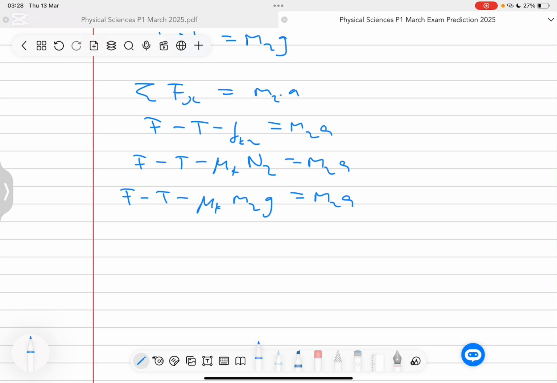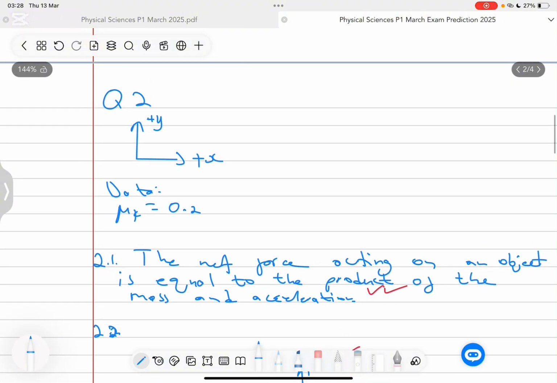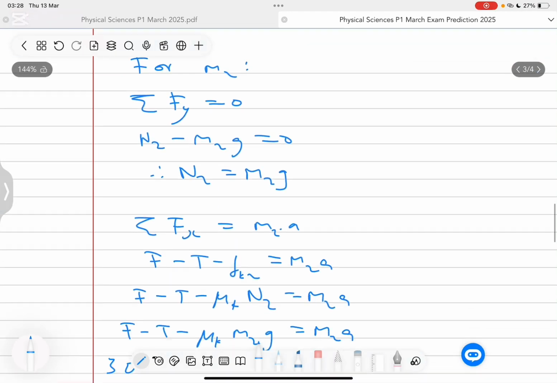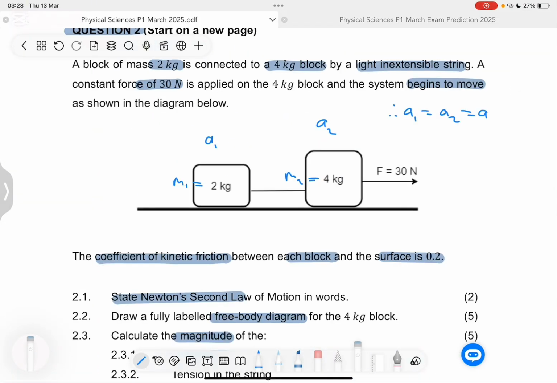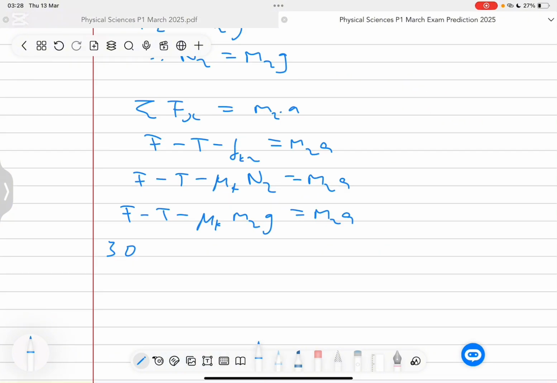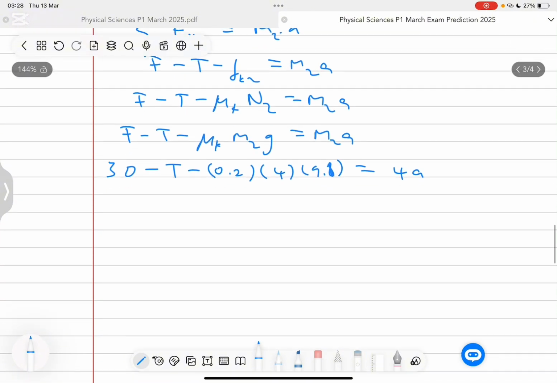So when we substitute, we know that our force F is given by 30. Remember, we are pulling the M4 with 30 here, and we don't know the tension, and we know that the coefficient of friction is 0.2, and our mass is 4 kg, and G is a constant. Again, you can find this on your information sheet. Now the mass is 4, and then we have 4A there.